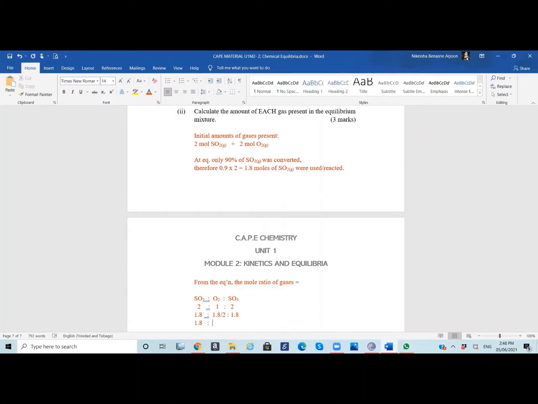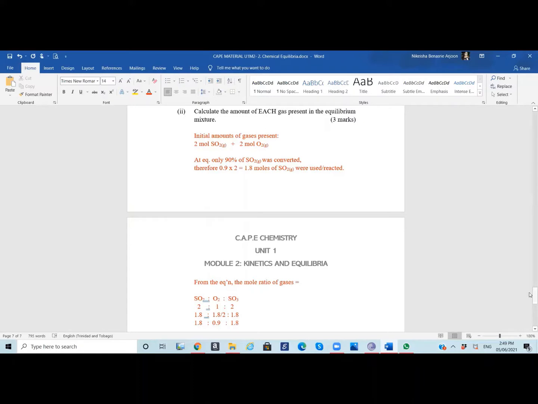So the final ratio, it will actually be 1.8 moles of SO2 reacted with 0.9 moles of oxygen to produce 1.8 moles of sulfur trioxide. So at equilibrium, this is what happens. That's the mole ratio there. So if this is what happens, meaning that this is the amount reacted, this is the amount reacted, this is the amount produced.